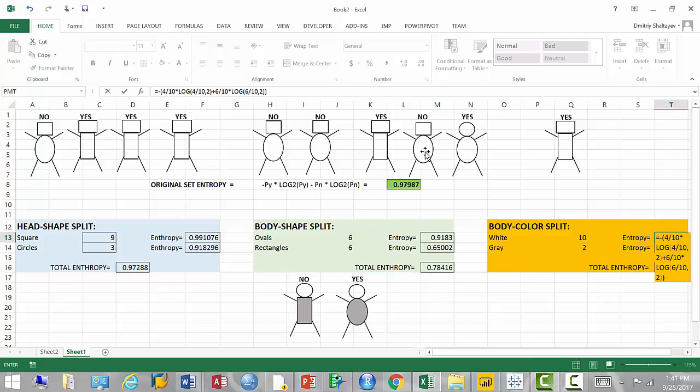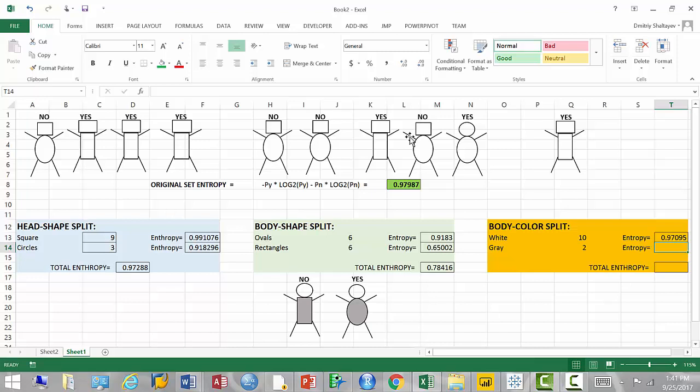Because the split is close to 50-50, right? It's 40-60, close to 50-50. And indeed the entropy is 0.97, high entropy. So it is a disorganized set, right? It doesn't carry a lot of certainty, a lot of information.